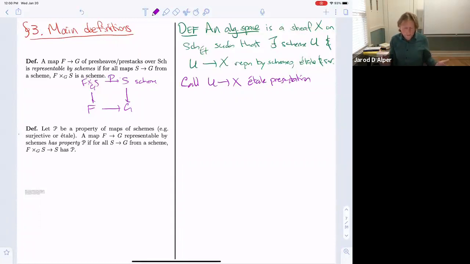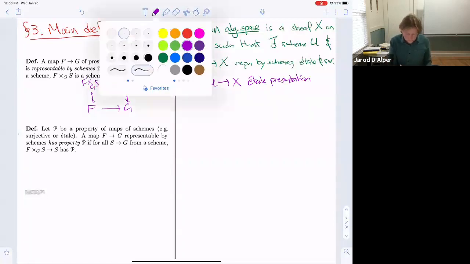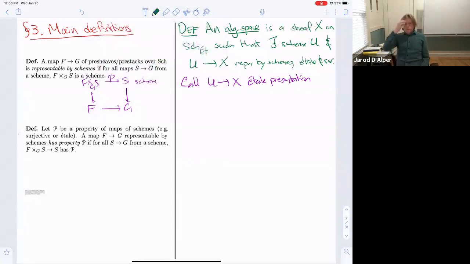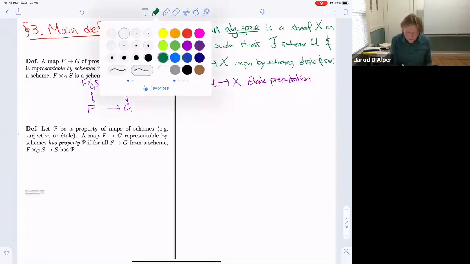And I'm going to remark about this definition and the history and compare it to other definitions because it's equivalent to, but not quite, the standard definition. And maybe I'll just note here that you can always cover schemes with affines. And so you can always find an étale presentation where U is affine if you want.